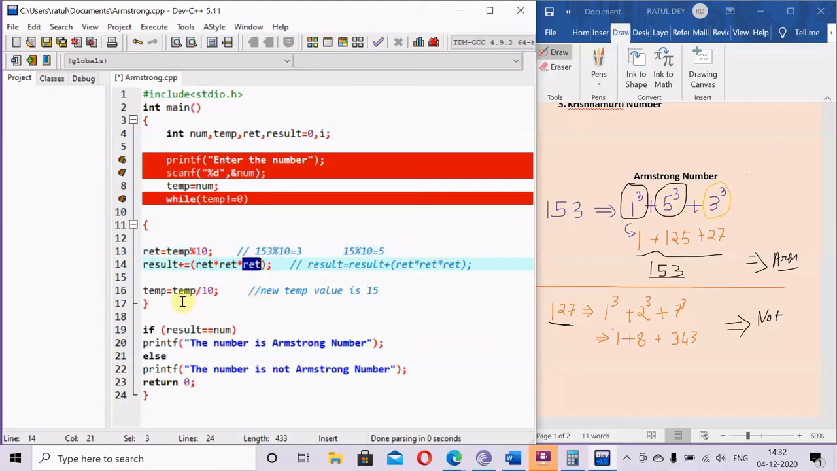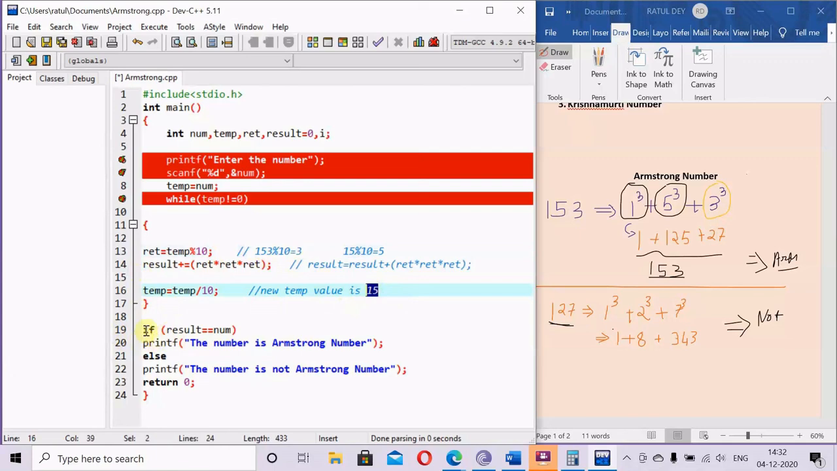And after that you use temp equals temp divided by 10 to reduce the number from the actual number. So the temp value is updated. Initially the temp value is 153. After the first step, you can see the temp value is 15. After the second step, its value is 1. So you can understand that this situation goes on.